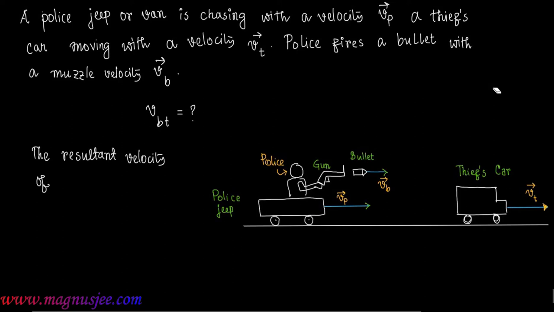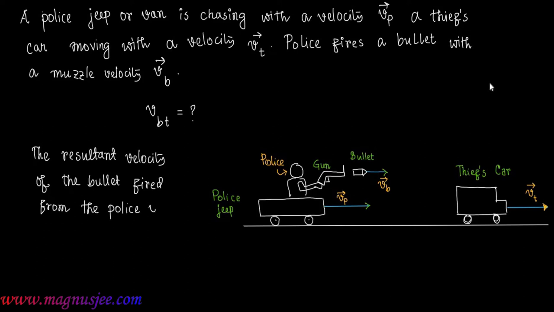The resultant velocity of the bullet fired by the policeman standing on the police van, which is moving with the velocity vector VP, is given by vector VBP, which will be equal to vector VB plus vector VP.